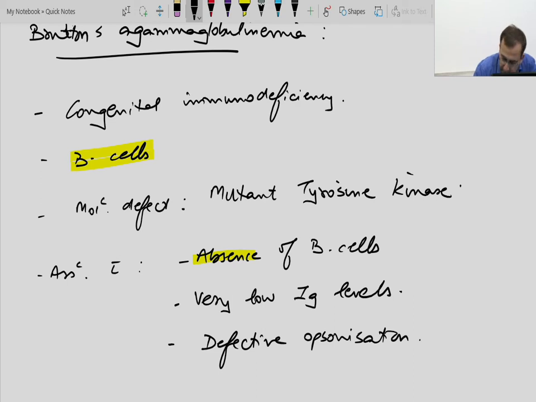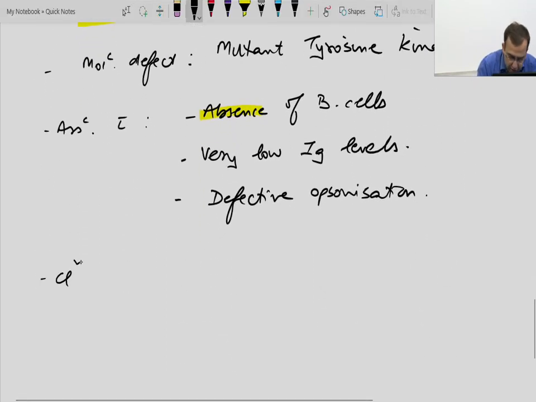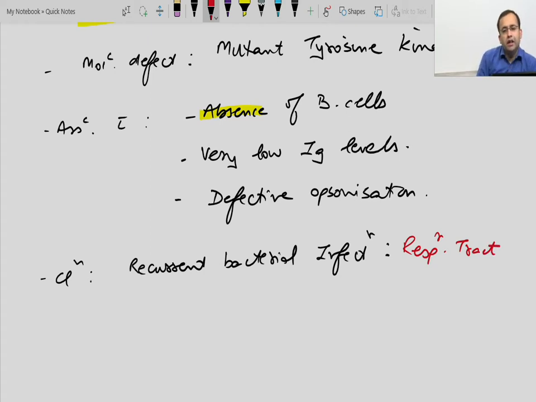Next point, clinically, obviously if the opsonization is abnormal, it is associated with recurrent bacterial infections. Where? Especially of the respiratory tract. It is associated with recurrent infections of the respiratory tract, and that too by which organisms? Most commonly by pneumococci.